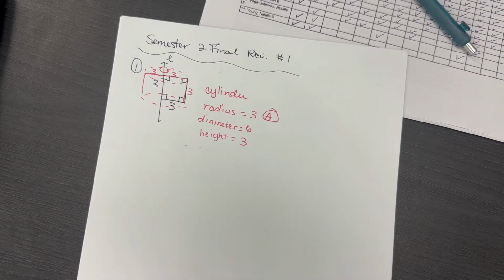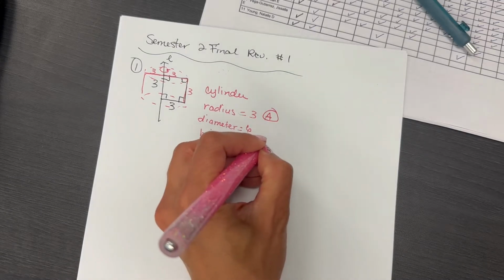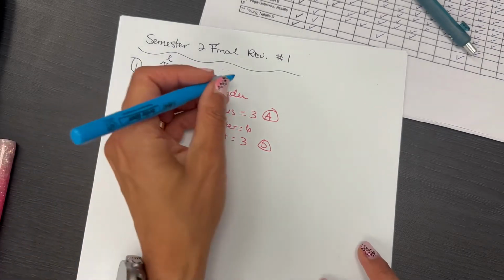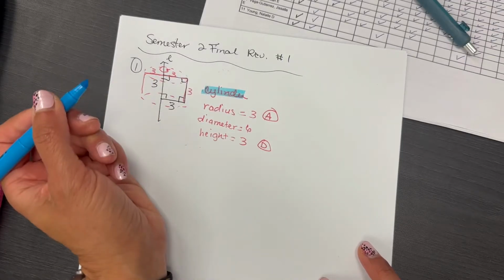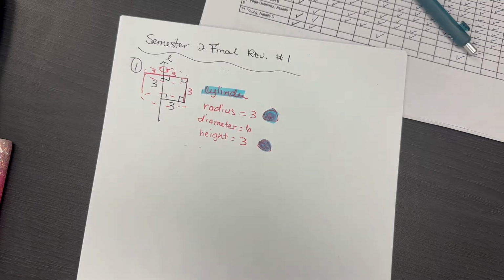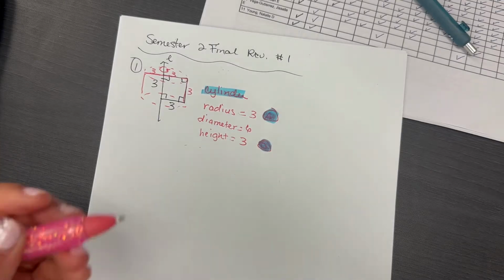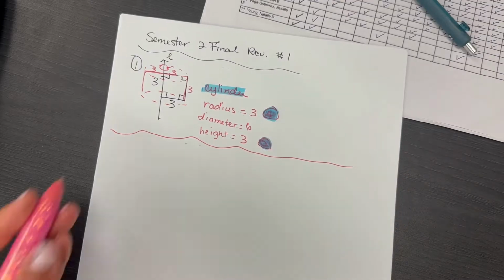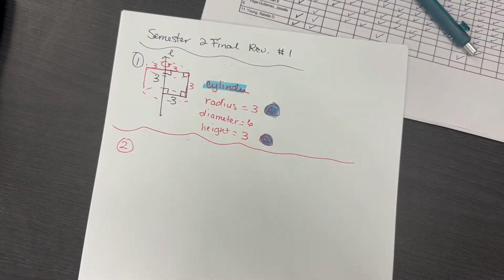D says the cylinder has a height of 3. That is true. And E says the height is 6. That is not true. So A and D were the only correct options to select from those multiple choice options. So select cylinder from the drop down, and A and D from the multiple choice. And that's number 1. Number 2 is, let me get to the next one.